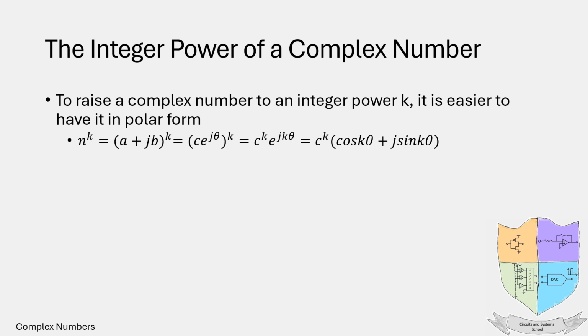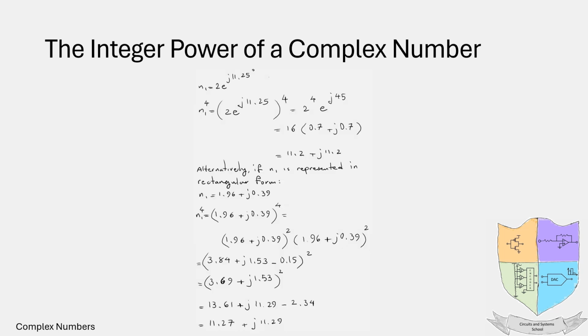To raise a complex number to an integer power, it is easier to have it in polar form, in which case the magnitude will be raised to the power and the angle will be multiplied by the power. Here is an example in which a complex number is raised to the power of 4 using both its rectangular and polar representations.